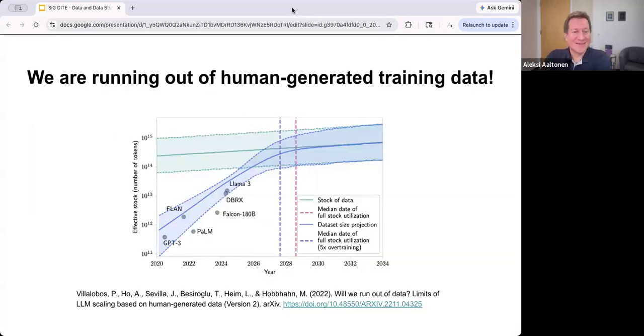One being that we are actually running out of human-generated training data, which is a fascinating claim. And why it matters is that the improvements in the large language models have been largely driven by our ability to shovel more and more training data into these systems. But there are some predictions that this path is going to come to an end pretty soon.